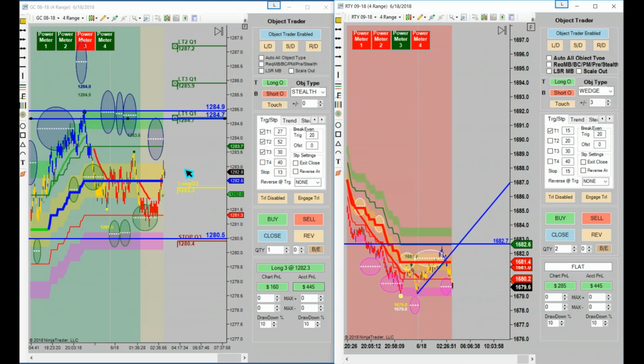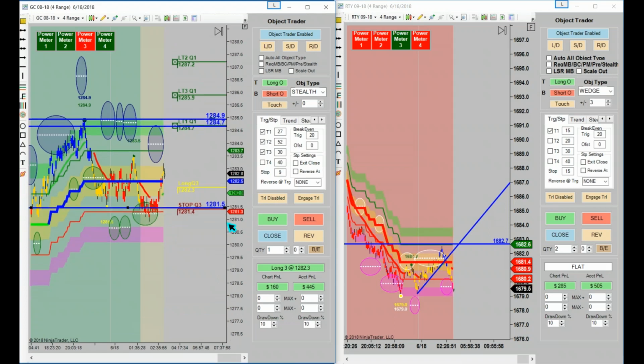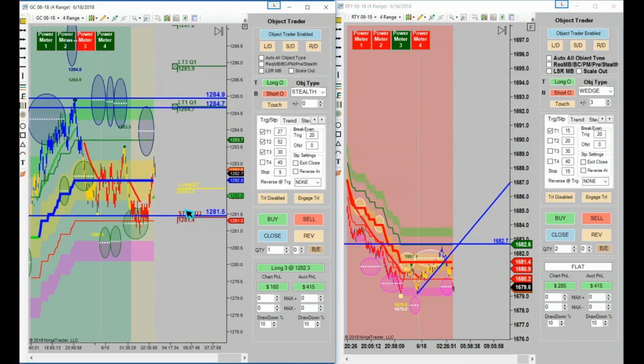All right, we're still in this one. Let's go ahead and tighten our stop a little bit. Let it ride underneath it just a little bit.